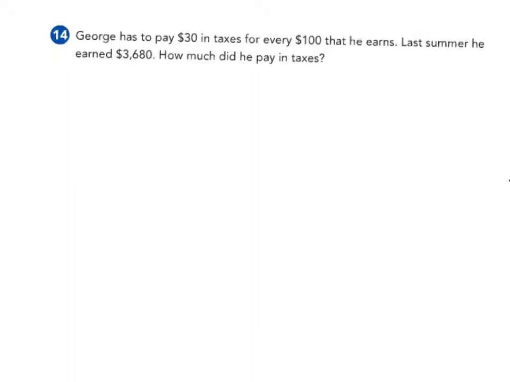So now we're going to look at number 14 from practice 5-3. George has to pay $30 in taxes for every $100 he earns. Last summer he earned $3,680. How much did he pay in taxes? So what I have to find is the amount he paid in taxes on an income of $3,680.